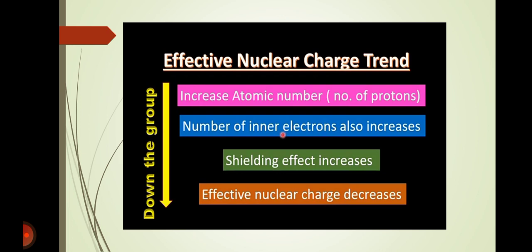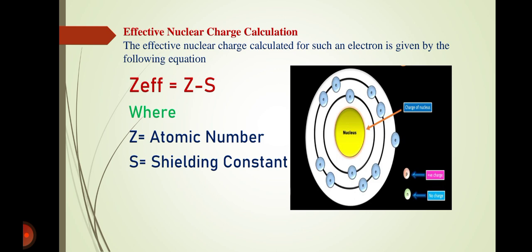But when we move from top to bottom, with increase in atomic number, the number of shells and inner electrons also increases. With increase in number of shells, shielding effect increases. So the valence shell electrons do not feel much attraction. So effective nuclear charge decreases when we go from top to bottom.